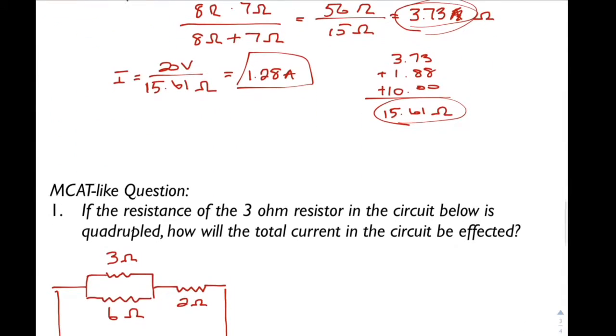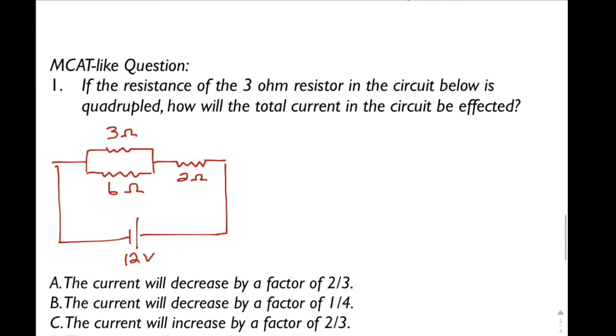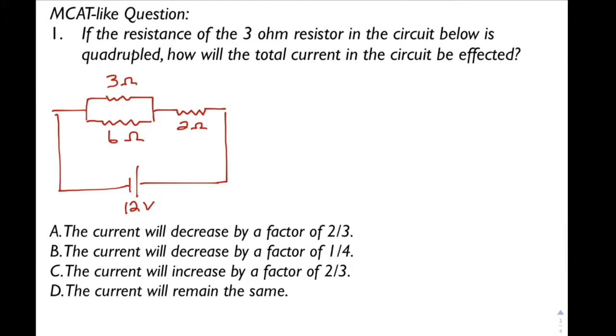So that's everything you need to know for solving combination circuits in series. Now we're going to get to the MCAT-like question. The question asks, if the resistance of the 3 ohm resistor in the circuit below is quadrupled, how will the total current in the circuit be affected?